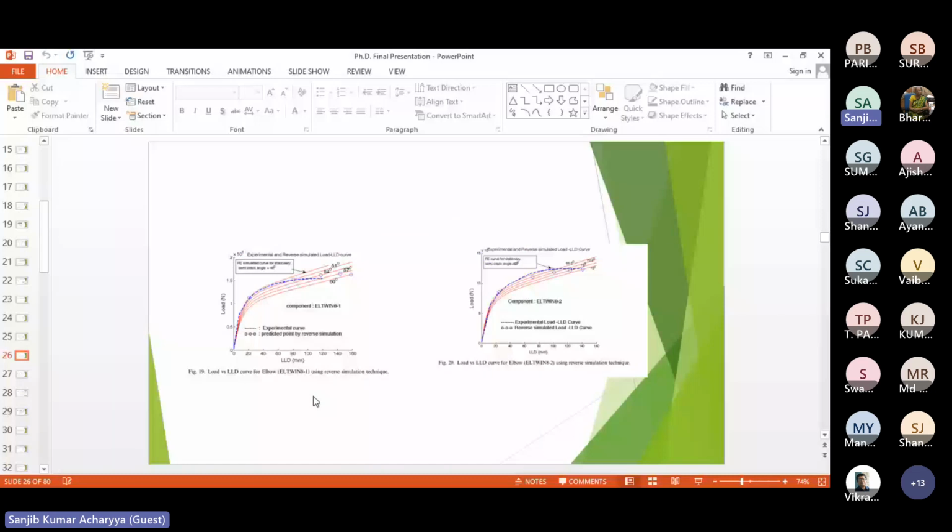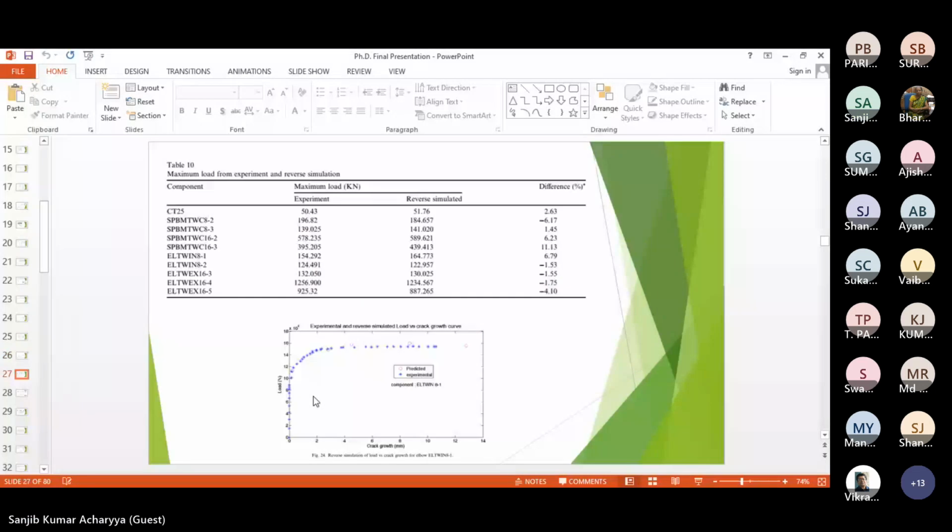A number of CT specimens and elbow pipes were analyzed, to see whether Gfr can predict it or not. From the curves, it was encouraging, and we estimated the quantitative values. Because our interest is mainly in the maximum load value, how our simulation can predict the maximum load point on the load versus LLD curve. So the capability of predicting maximum load, we listed here. These values are from experiment and these from reverse simulation using Gfr as a material property. Whether it is CT, TPB, pipe or elbow, in all cases a single value of 250 was taken.